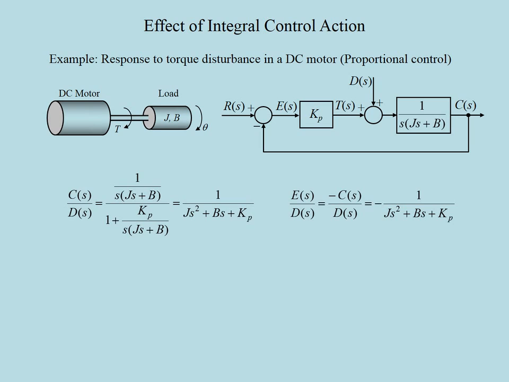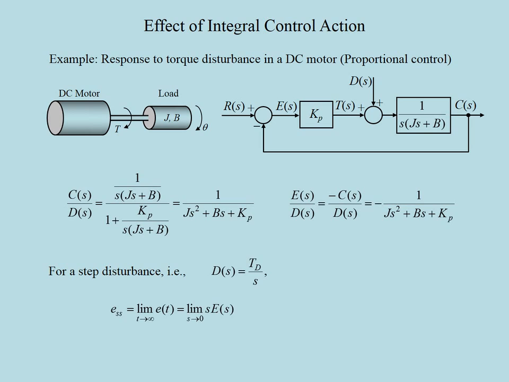We are interested in the transfer function from the torque disturbance to the output position, and we can write this transfer function as 1 over (Js squared plus bs plus Kp). Also, using the superposition principle and assuming R(s) equals 0, we can write the transfer function E(s) divided by D(s) as the negative of the closed loop transfer function. Now let's assume we have a step disturbance of magnitude Td, that is D(s) equals Td divided by s.